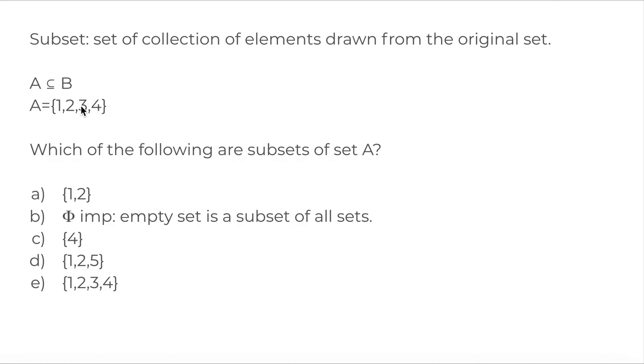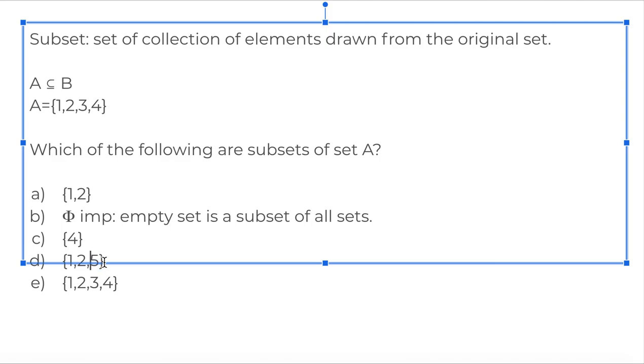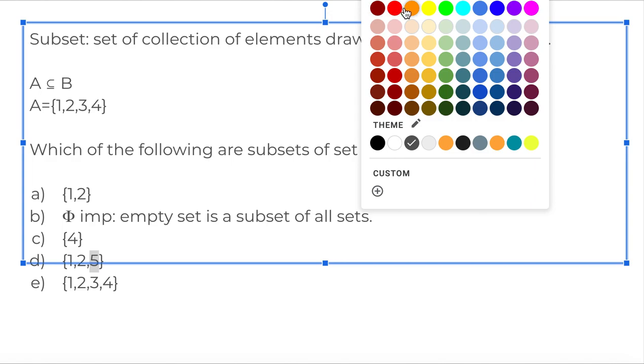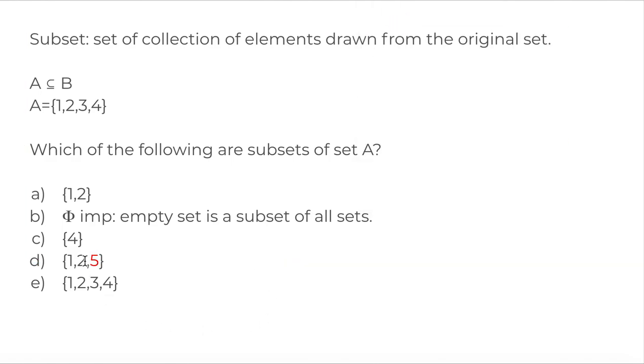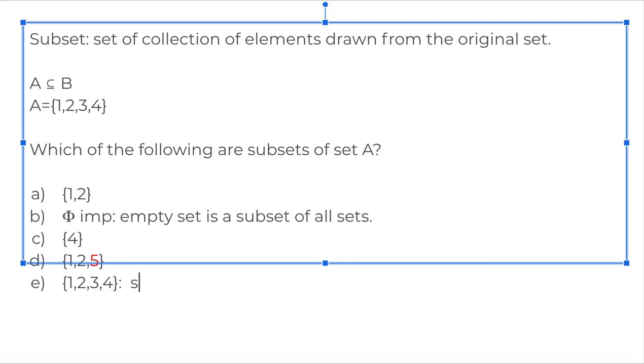4. So is 4 drawn from the original set? Yes. We have 1, 2, 5. Because we have this number 5, that is not a part of the original set, it's not a subset. 1, 2, 3, and 4, yes, it is a subset. So a set is a subset of itself. You can say that. Let's write it down as well. Set is a subset of itself. Like every set is a subset of itself, right?